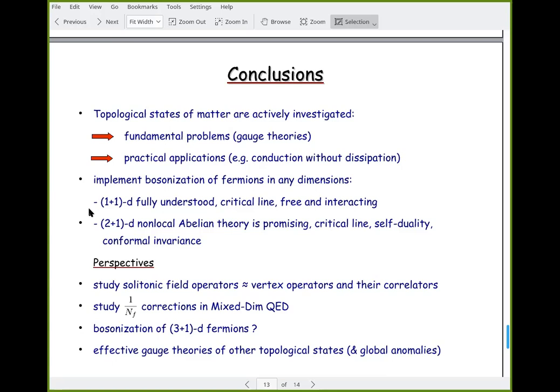There is a critical line. And on this critical line, there is a point where the fermion is free and other points in which the fermion is interacting. In 2+1 dimensions, I have introduced this non-local Abelian theory, which has some similarity with the ordinary bosonic theory in 1+1 dimensions, because there is a critical line, there is a self-duality, and also conformal invariance.